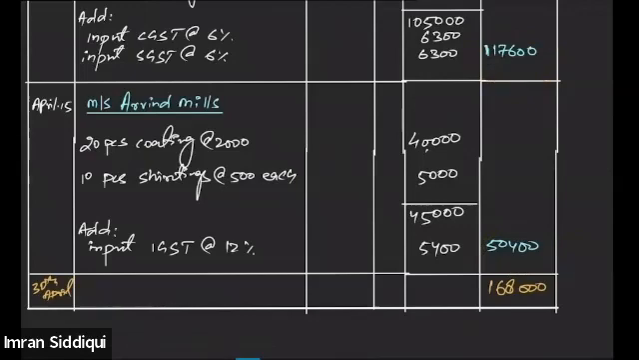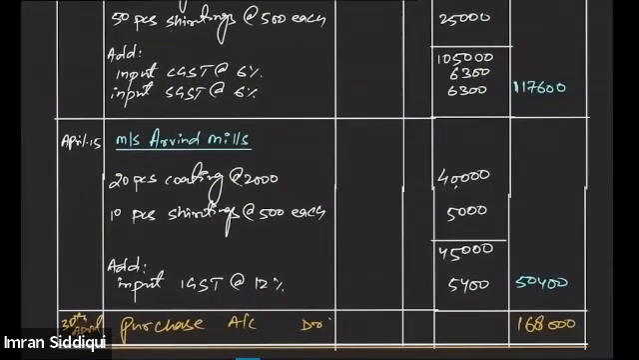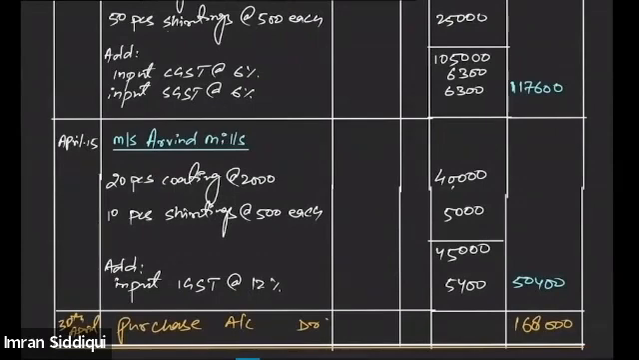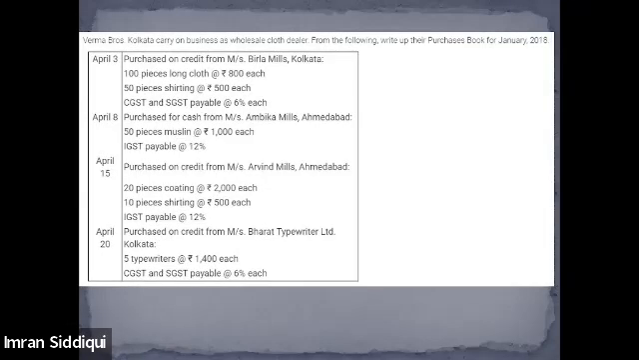Now, by 1,68,000, purchase account will be debited. Got it? So the entire amount will be transferred to purchase account, and purchase account will be debited by 1,68,000. Tell me, everyone, if this is clear or not. Tell me if it is clear, yes or no, everyone. Okay, so this was question number 1 based on the purchase book.